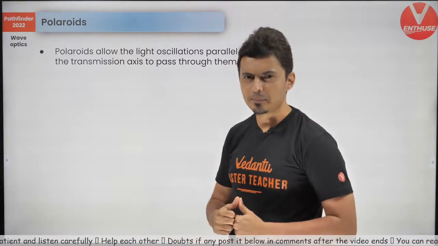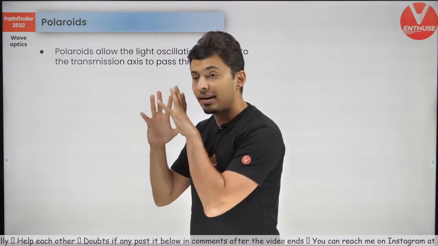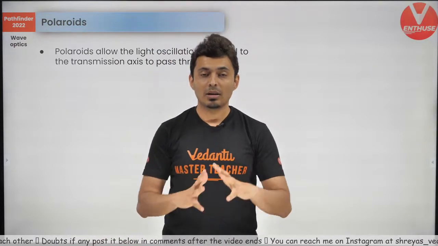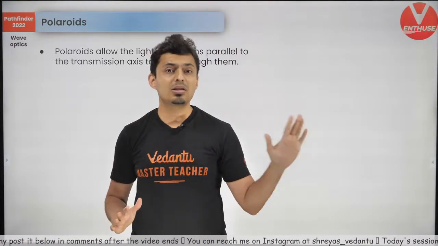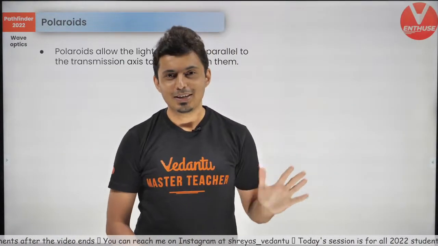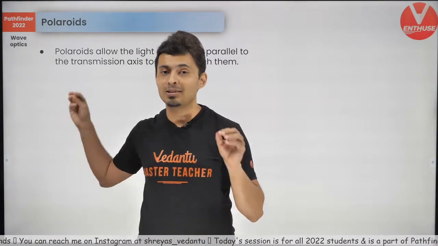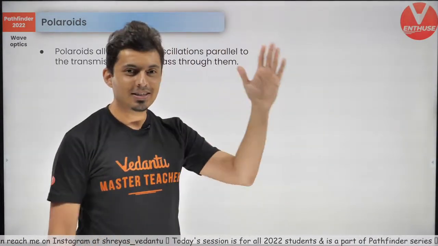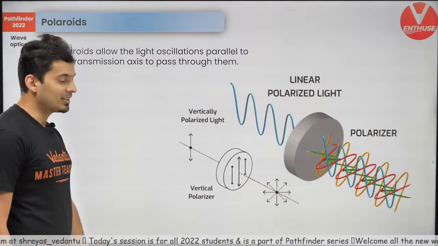Let's move on. Polaroids, like I said, restrict the vibrations in certain directions. They only allow certain electric fields to pass through them. It's like a traffic signal, like a nozzle, like a wall which does not allow certain things, but only allows oscillations in a particular plane. And the best way to see that is this particular simulation.